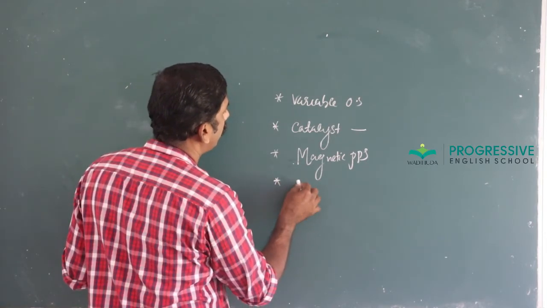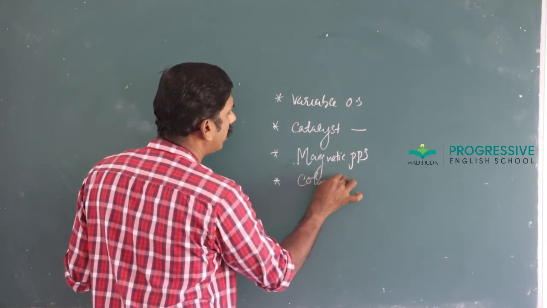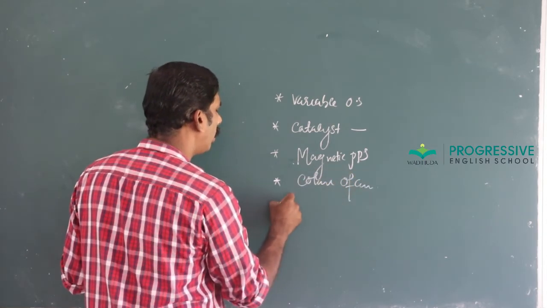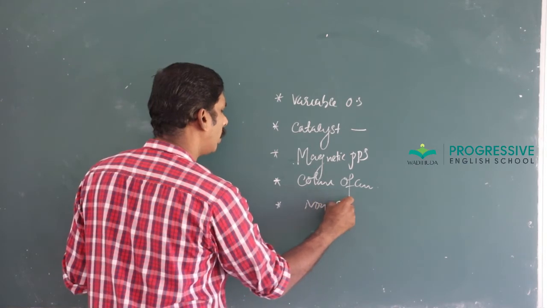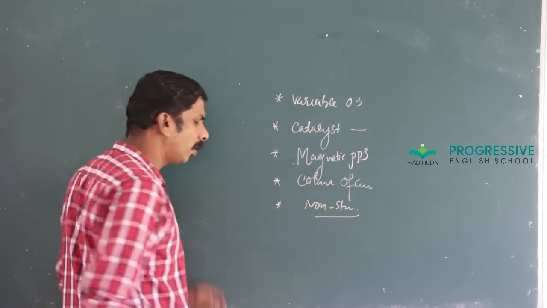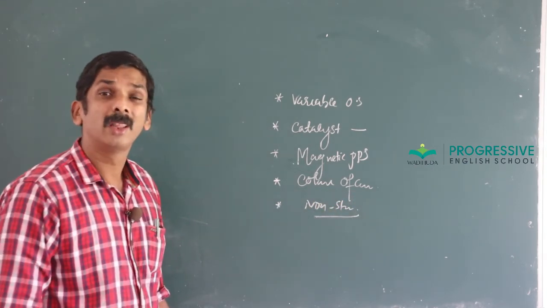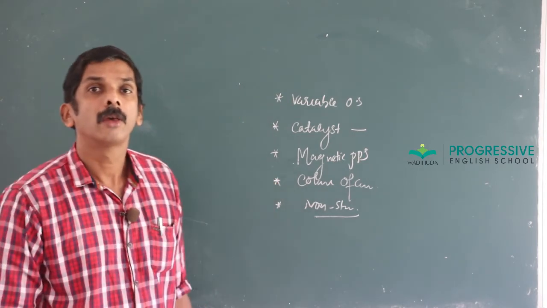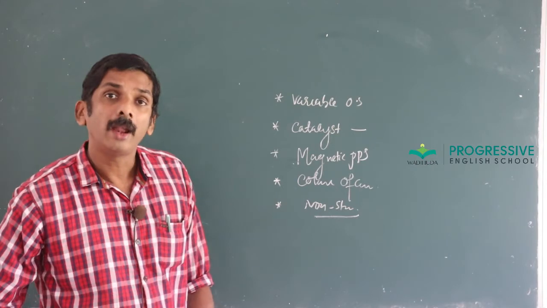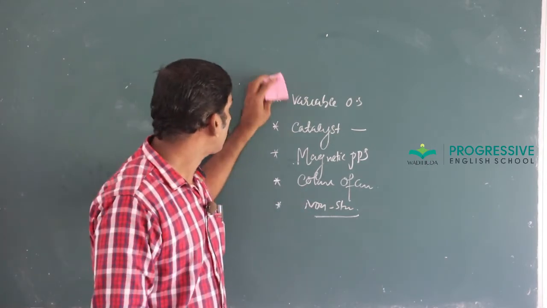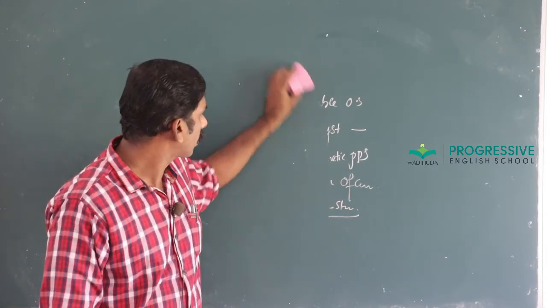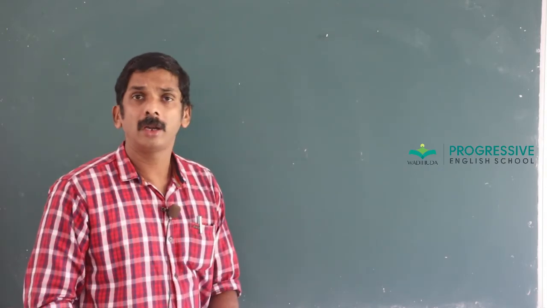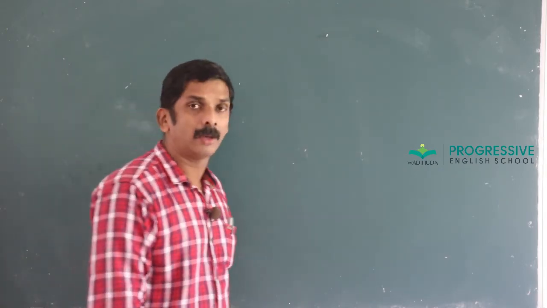And color formed by coordination compounds, and non-stoichiometric compounds. Non-stoichiometric compounds are formed because of the presence of vacant space in the crystal lattice. And that's about the D and F block elements.